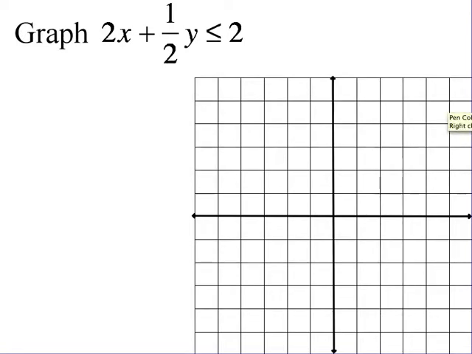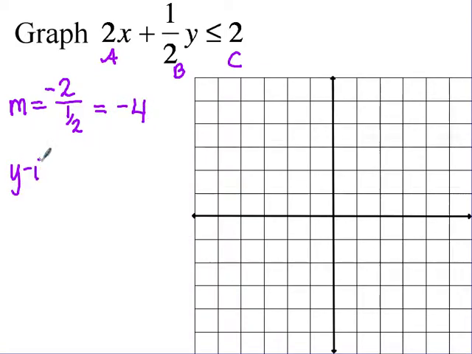So let's find the slope. Let's use our nifty little way. What is a in this problem? 2. What is b? 1/2. What is c? 2. So to find the slope, it's negative a, so negative 2 divided by b, which is 1/2. What is negative 2 divided by 1/2? Negative 4. Good, so that's my slope.